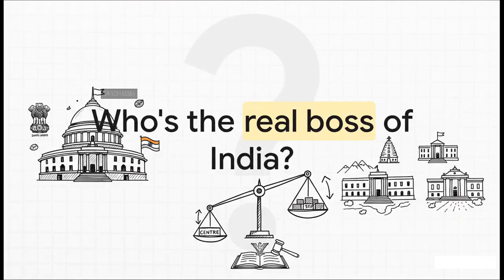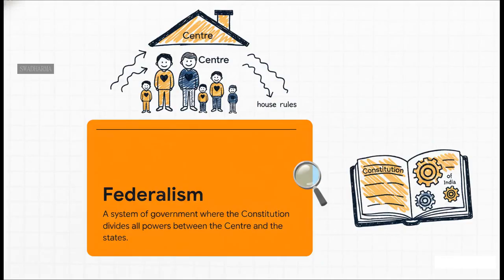So let's start with this very direct question. Who really is the boss? Is it the union government sitting in New Delhi that calls all the shots? Or is it the state governments, who are, in their own right, sovereign in their own territories? Well, the answer, as is often the case in our Constitution, is not so simple. It lies in a very delicate, very carefully designed balance of power. And to understand this balance, we need to talk about the concept of federalism.